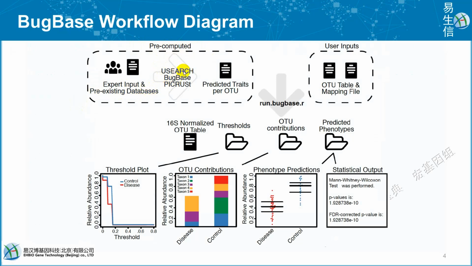The pre-existing databases they use are such as UProC, BugBase, PICRUSt, and predicted traits per OTU, and the input files required are the OTU table and mapping file. When we run BugBase, ultimately we generate a 16S normalized OTU table, thresholds, OTU contributions, and predicted phenotypes, and we get these kinds of plots.